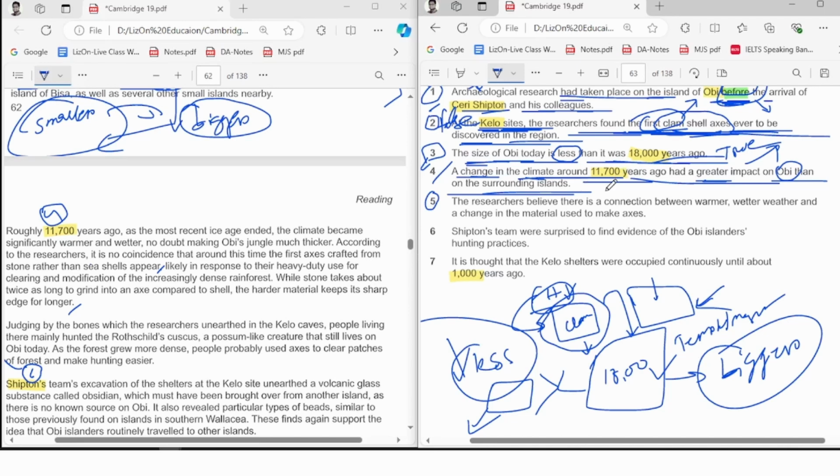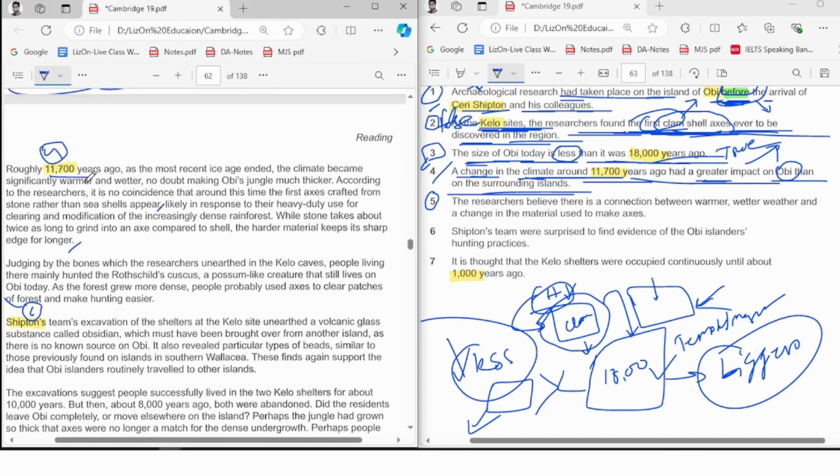Let's see if we can find that. If it was a greater impact than on the other island, it will be true. If it is not greater, maybe lower or less, then it is going to be false. And if we can't find the comparison, it can be not given. Let's go and find out. Here is the location, right?